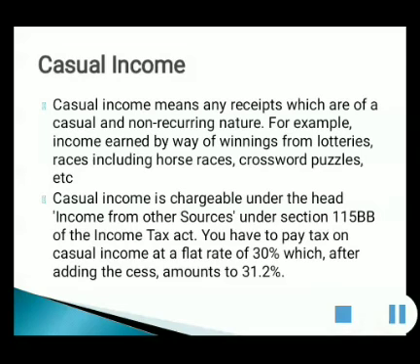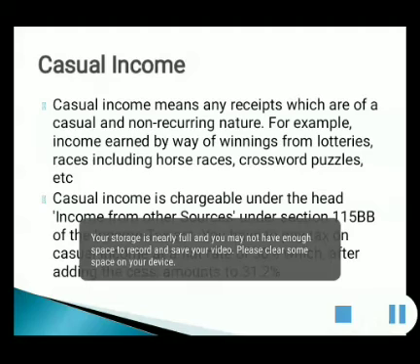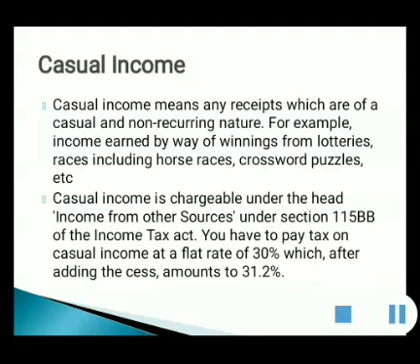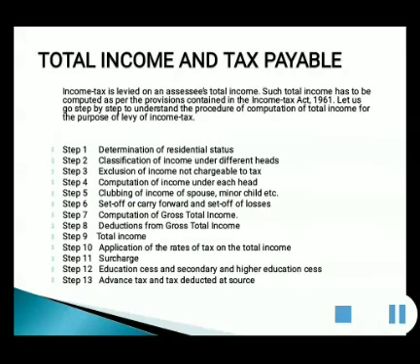And you have to pay tax on casual income at a flat rate of 30 percent, which after adding the cess will become 31.2 percent. And what is total income and tax payable? What are the steps included for calculating the total income? Income tax is levied on an assessee's total income. Such total income has to be computed as per the provisions contained in the Income Tax Act of 1961.